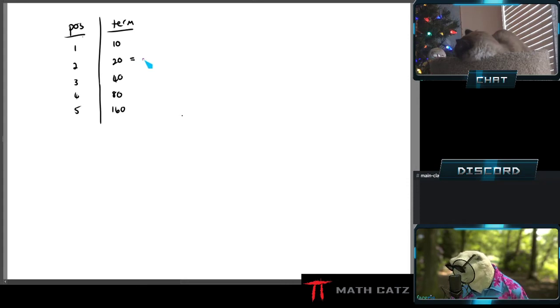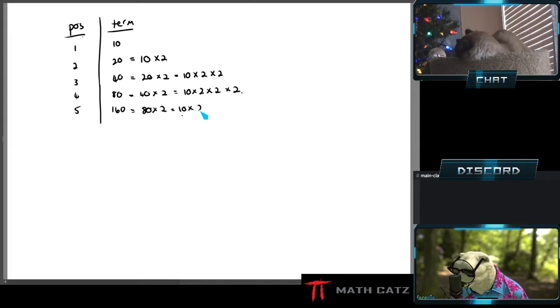So 20 is the previous term 10 times 2. 40 is the previous term times 2. But that 20 has an expanded version of 10 times 2, and then I multiply by another 2. 80 is the previous term times 2. That's what our recursive formula and our observation said. That 40 has an expansion of 10 times 2 times 2, and then I multiply by another 2. Or 160 is 80 times 2. 80 itself is 10 times 2 times 2 times 2, and I multiply by another 2.